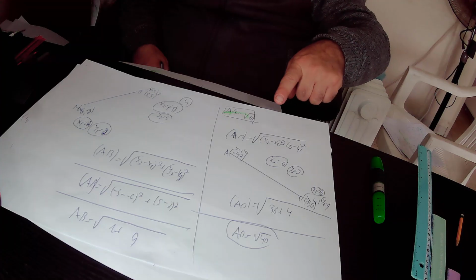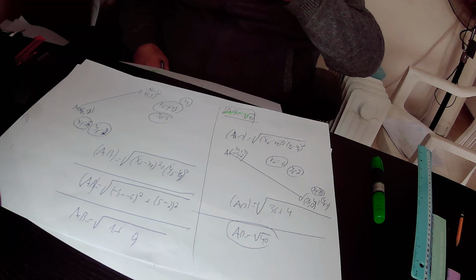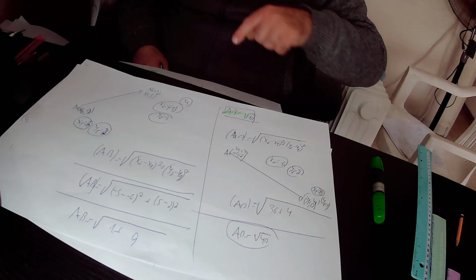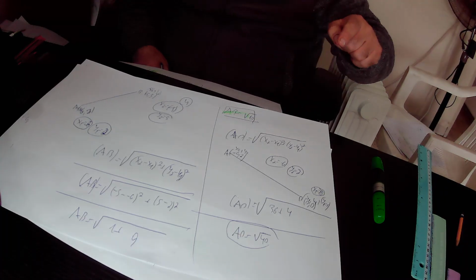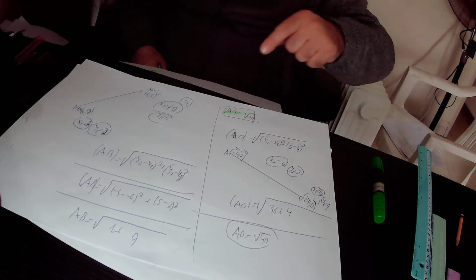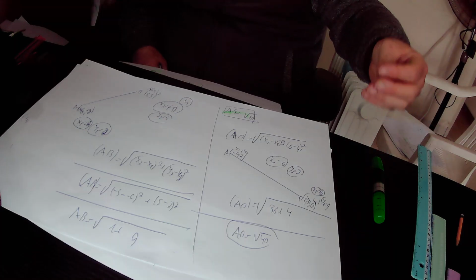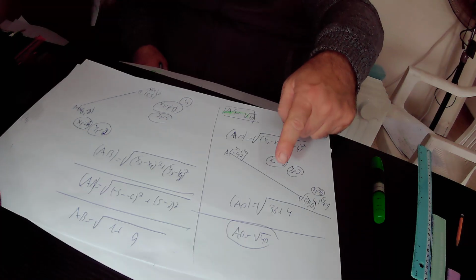So we have x2 minus x1 square. x2 is minus 6, minus x1 is 0. Minus 6 minus 0 is minus 6, and minus 6 square is 36.